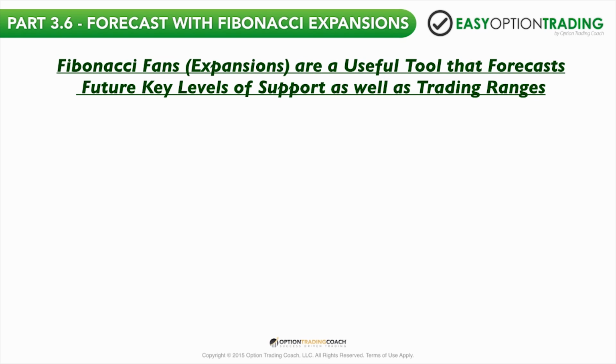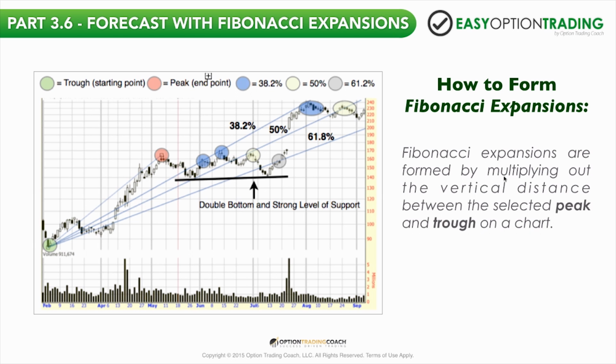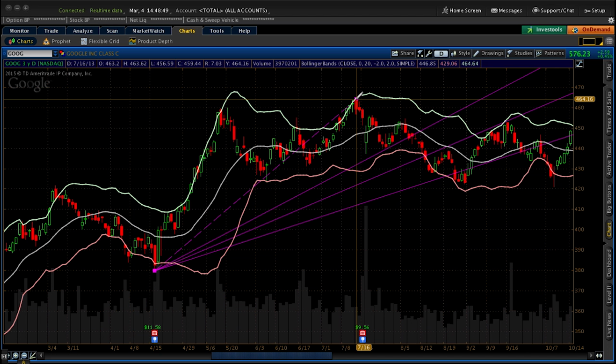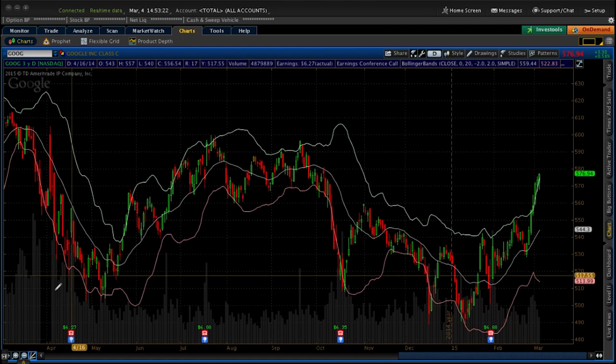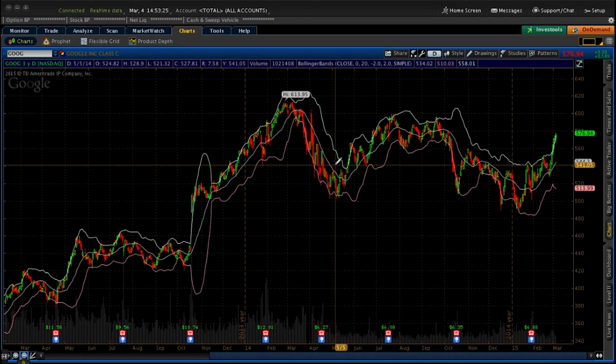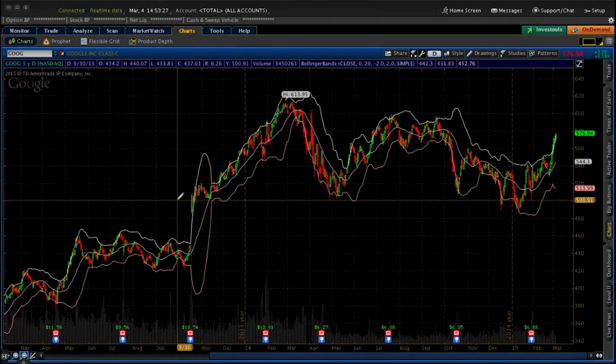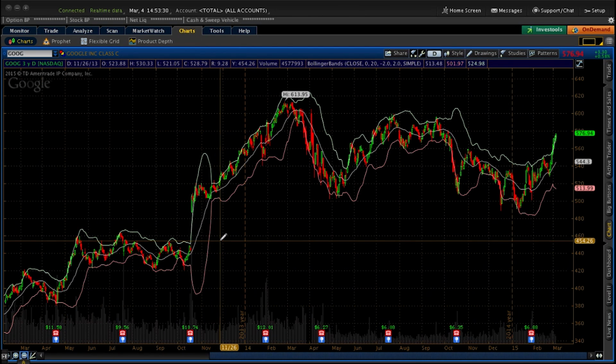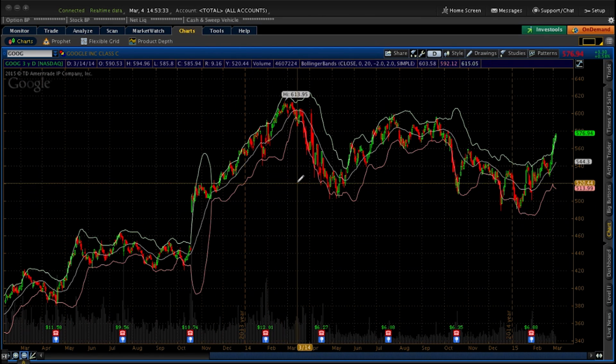Fibonacci expansions, also known as Fibonacci fans, are a useful tool that forecasts future key levels of support as well as trading ranges. It's multiplying out the vertical distance between the selected peak and trough on a chart. I connect that low to that high, and you have a pullback in price. Fibonacci retracements also work well. The Fibonacci fans is really for when you're creating future levels of support and resistance.